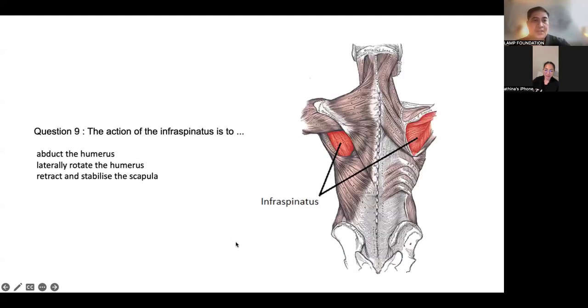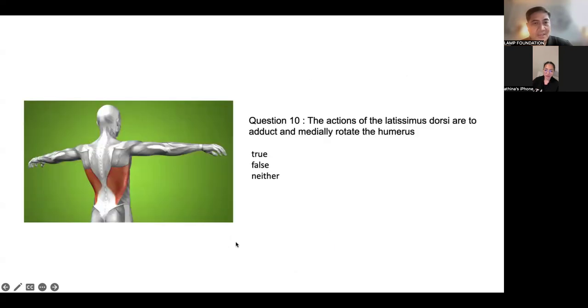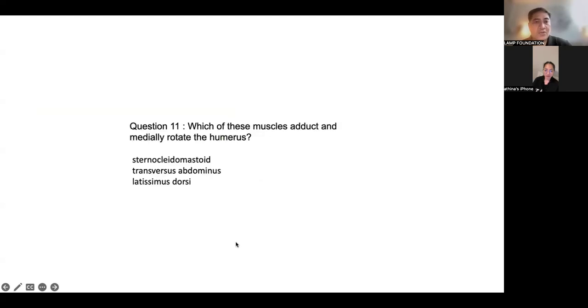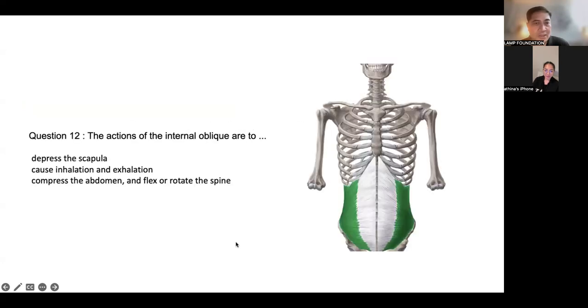The internal oblique. Action of the infraspinatus is to laterally rotate the humerus. Actions of the latissimus dorsi are to adduct and medially rotate the humerus. That is true. Which of these muscles adduct and medially rotate the humerus? The latissimus dorsi. The actions of the internal oblique are to compress the abdomen and flex or rotate the spine.